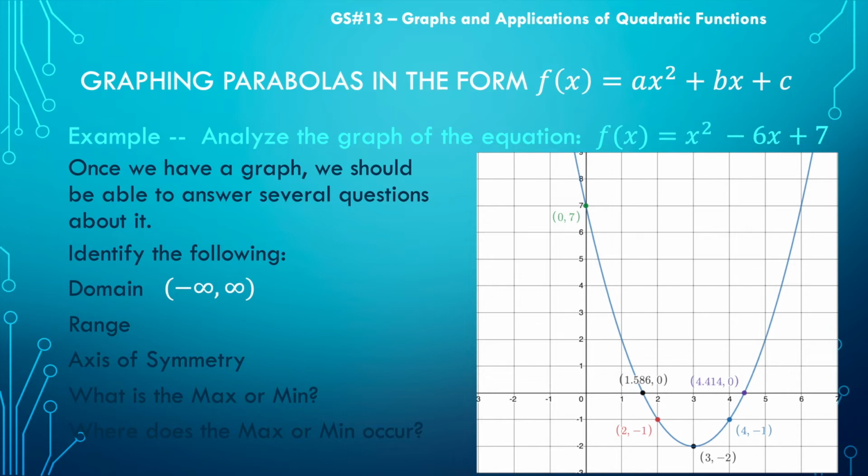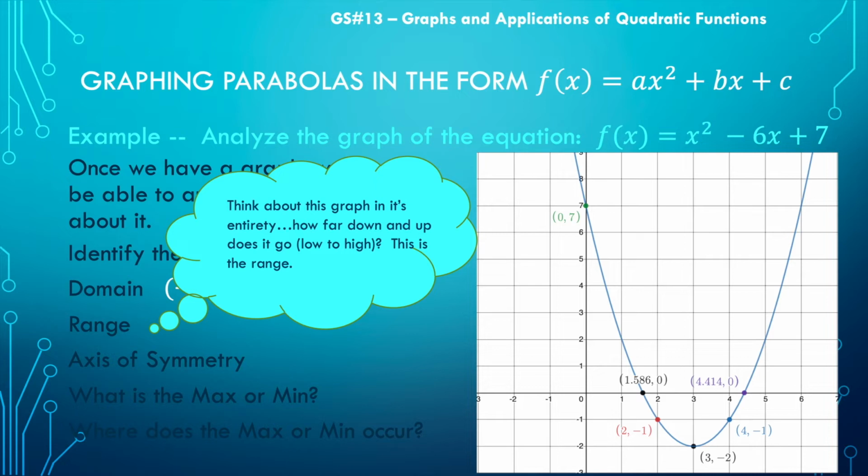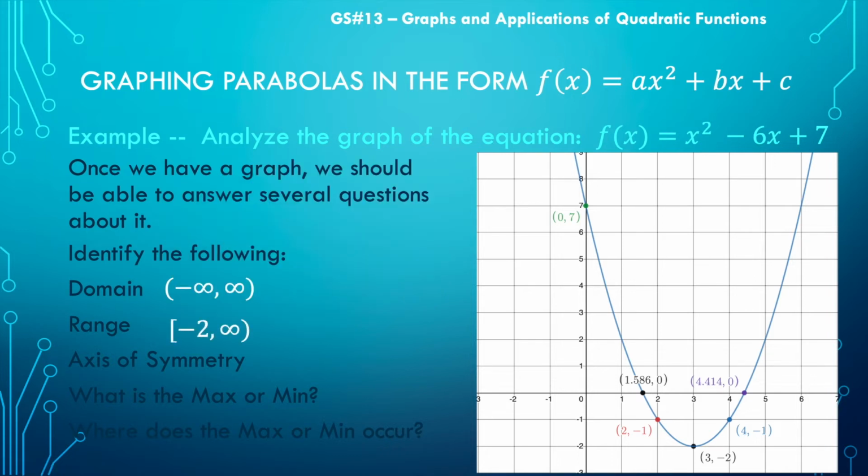The range is a little bit different because for range, we're thinking about how far down does this graph go? What's the lowest y value? And what's the highest y value? Well, we can see that the lowest y value is found at the vertex, right? The lowest y value is y is equal to -2. And the highest y value, well, again, this goes on forever, so I don't really have a high. That just means that my range is going to be from -2 to infinity. And since we have a y value of -2 on the graph, we definitely want to include that -2 as part of the range. That's why that bracket is there.